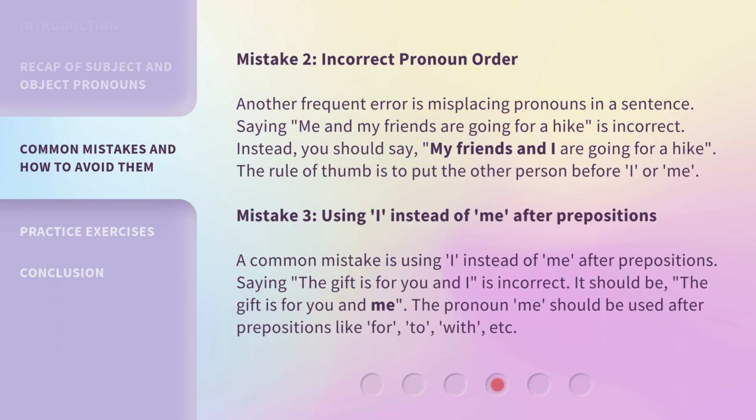Mistake 3. Using I instead of me after prepositions. A common mistake is using I instead of me after prepositions. Saying, "The gift is for you and I," is incorrect. It should be, "The gift is for you and me." The pronoun me should be used after prepositions like for, to, with, etc.